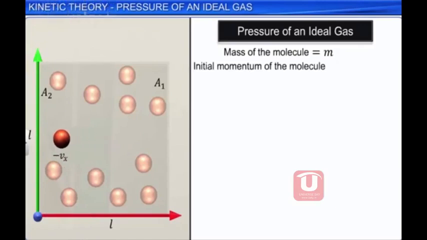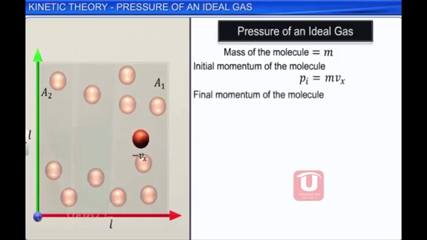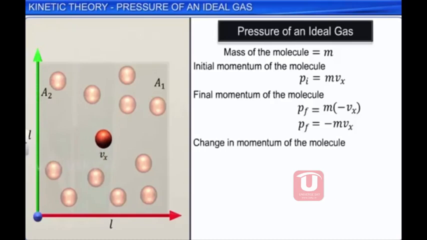Then the initial momentum of the molecule along the x-axis, pi, is equal to mvx. The final momentum of the molecule along the x-axis, pf, is equal to m into minus vx, or pf is equal to minus mvx. Therefore, the change in the momentum of the molecule is delta p is equal to final momentum, pf, minus initial momentum, pi. That is, delta p is equal to minus mvx minus mvx.